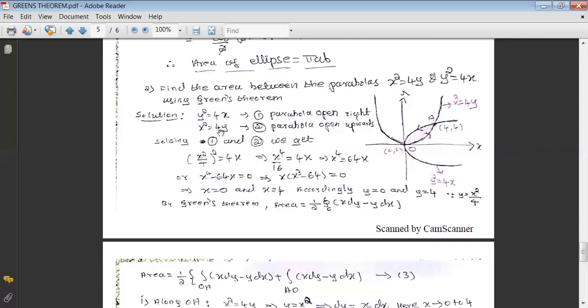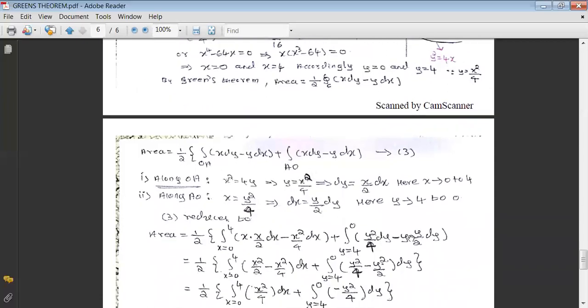Again, by taking the value of x here, when we take x equal to 0, we get y equal to 0. If we take x equals 4, that becomes 16, and 16 by 4 is 4. Then we have the points of intersection. One point of intersection is 0, 0, that is here. Another point of intersection is 4, 4, that is this. Therefore, this is the area we have to find out.